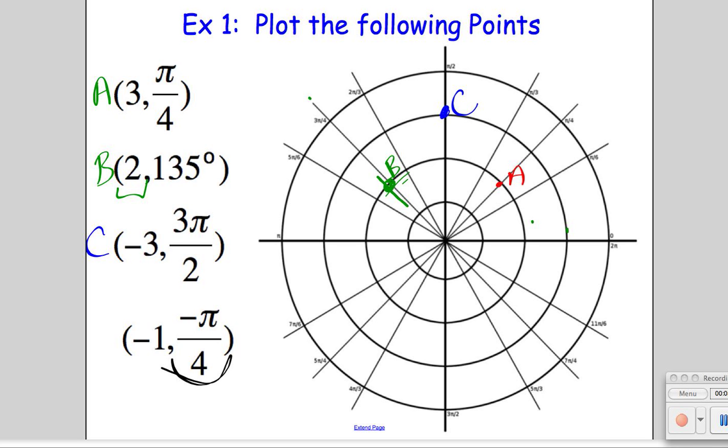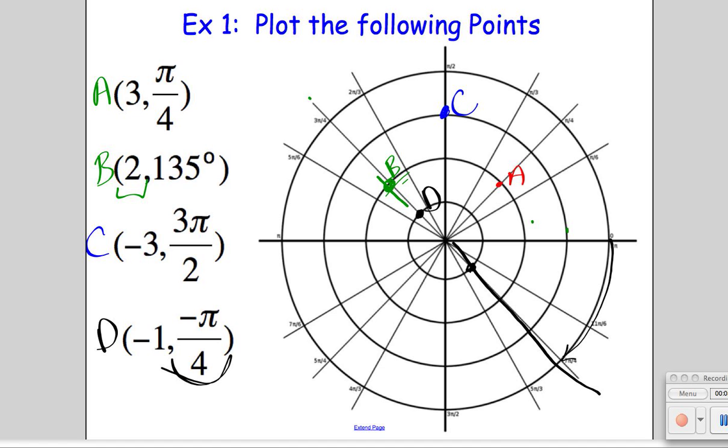Now I'm going to, again, start with my angle. Where is negative pi over 4? Well, that's down pi over 4. It's down here. This is the ray with negative pi over 4. Now I'm going to go negative 1. So instead of going 1 positive, which would be here, I'm going to go 1 negative, and I'm going to land here. This is point D.